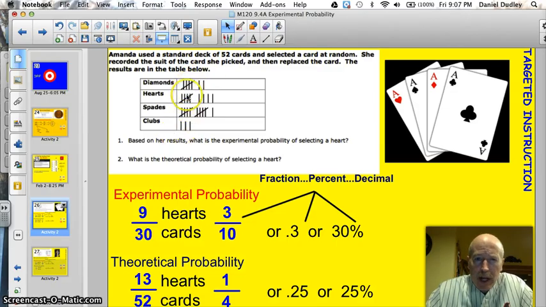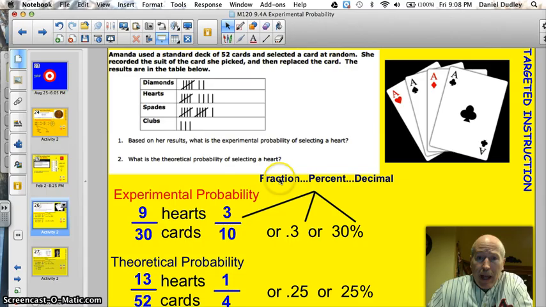If I add all these up, I got 5, 10, 15, 20, 24, 25, 26, 27, 28, 29, 30. So she drew out 30 different cards. In terms of hearts, she got 5 here, 6, 7, 8, 9. She drew 9 hearts out of 30 times she drew, or 30 cards. That reduces down to a 3/10 probability, or expressed as a decimal, it's 0.3, and as a percent, 30%.